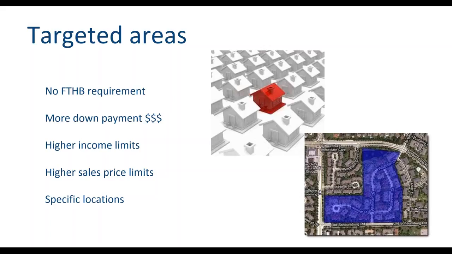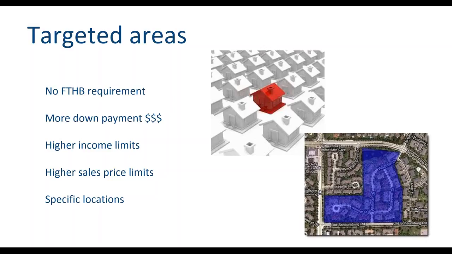Higher income limits, typically an extra 40, 50, 60% AMI. So you're going to see income limits sometimes nearly double what they are for the general public if they buy in a targeted area, and higher sales price limits. Now, these aren't hard and fast rules, but they are by far the overwhelming trend. And then, of course, they're only available in specific locations depending on how that targeted area is defined.